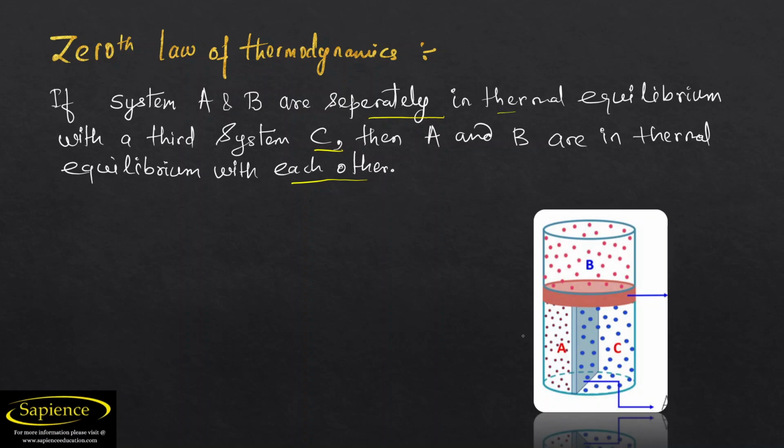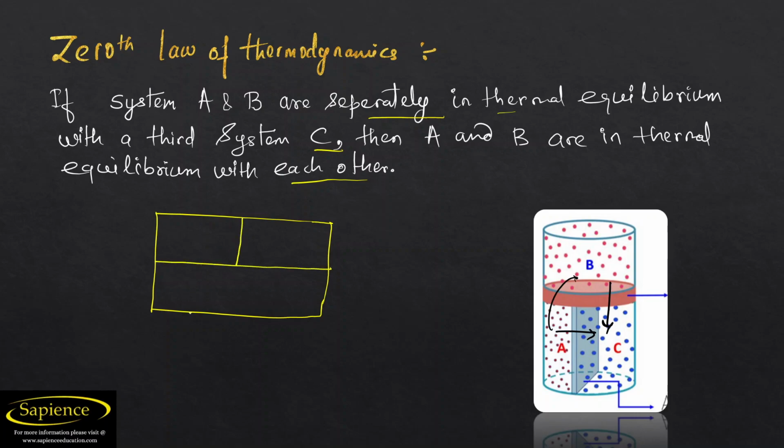From the diagram, A is in thermal equilibrium with C. B is also in thermal equilibrium with C. So it means that A and B both are in thermal equilibrium. You can also understand this from this figure. This is A, this is B, and this is C.